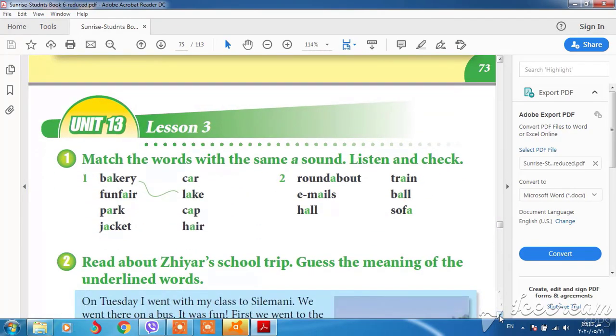Okay, and lesson 3 is also about the baker. We have matching for these words, the sounds. Okay, we have bakery, it means lake. Fun fair, hair. Park, car. Jacket, cap. Roundabout, sofa. Emails, email. Train, hall, ball.